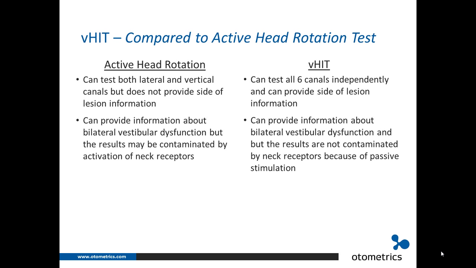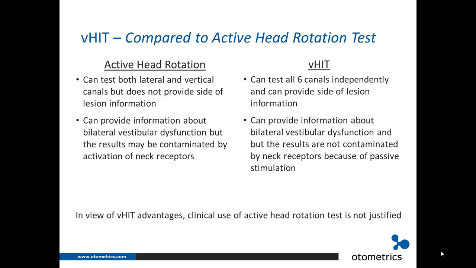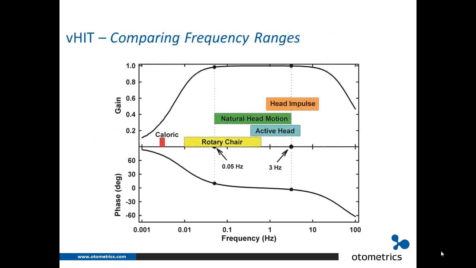Both tests can provide information about bilateral vestibular loss, but because of the voluntary nature of the stimuli, the results from the active head rotation test may be contaminated by the activation of neck receptors. Considering the differences and similarities between the two tests, VHIT can effectively replace and provide additional information not available from the active head rotation test.